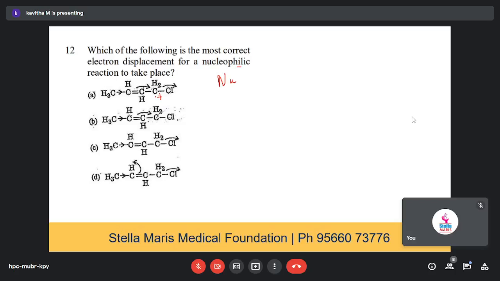To stabilize this positive sign, the methyl group at the end is donating, and the pi electron is shifted towards it. That is the shifting of the pi electron to stabilize this. So the answer is which one?